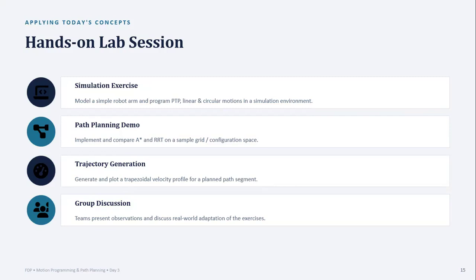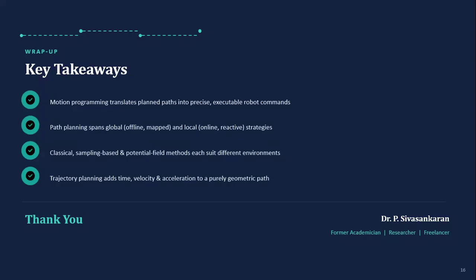So let us wrap up today's learning journey. Motion programming converts robot instructions into executable motion movements. Path planning determines safe and efficient routes. Trajectory planning adds timing, speed, and acceleration for smooth robot operations. Together, these concepts enable intelligent robotic systems used in manufacturing, logistics, healthcare, autonomous vehicles, and smart factories.